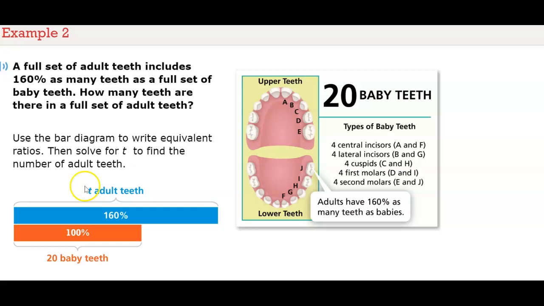As you can see, the diagram shows us there's 20 baby teeth and then all of the adult teeth. They show all the different kinds of teeth that are added to our mouth as we age. So now the bar diagram is what they want us to use. So we have the adult teeth is 160% as many. So that T represents the adult teeth. And then 100% is representing the baby teeth.